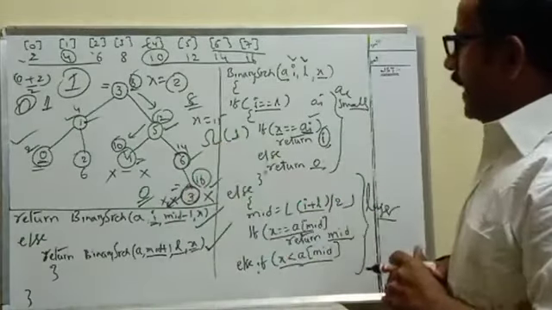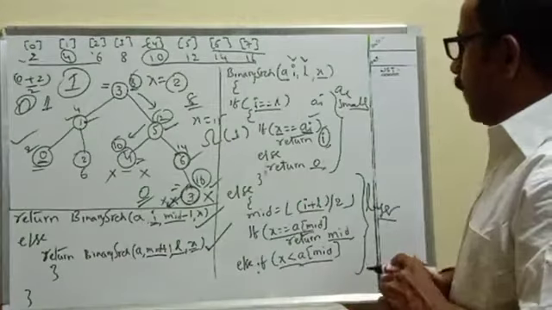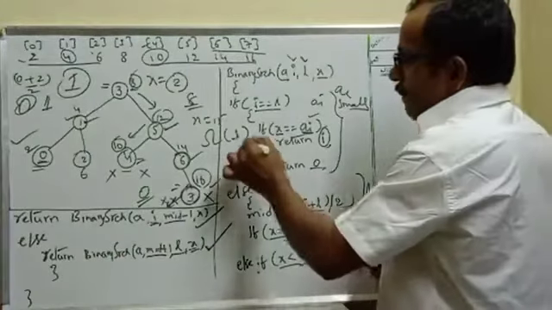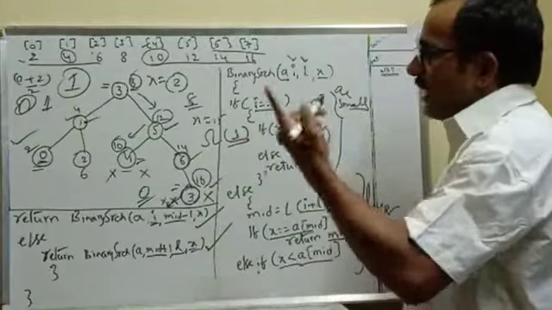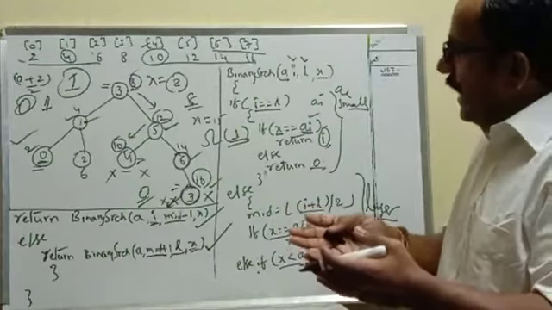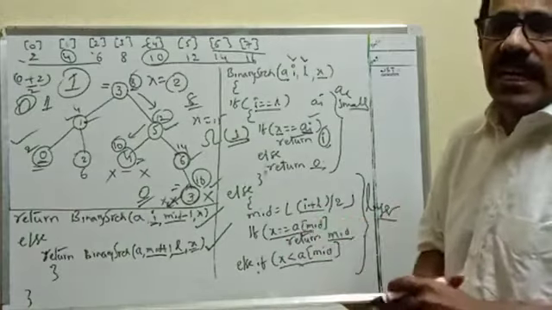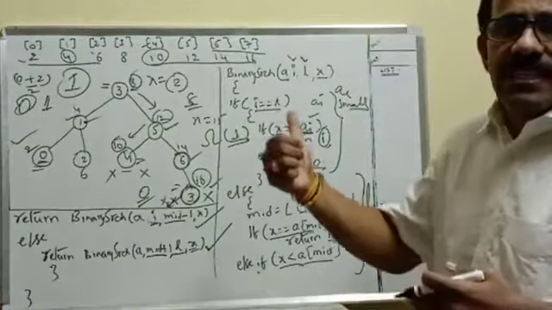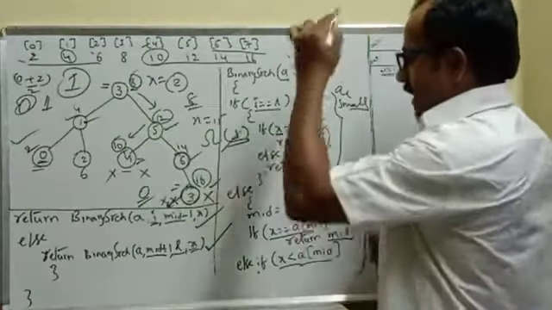Okay, now the best case time complexity: if only one comparison is required, then we say that is the best case time complexity. Just after calculating the original problem's mid, if that mid location matches the searching element, then we say that is the best case.